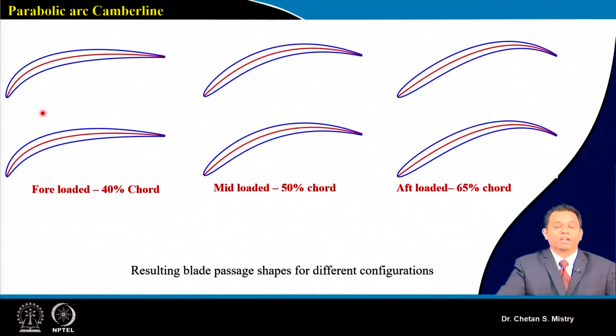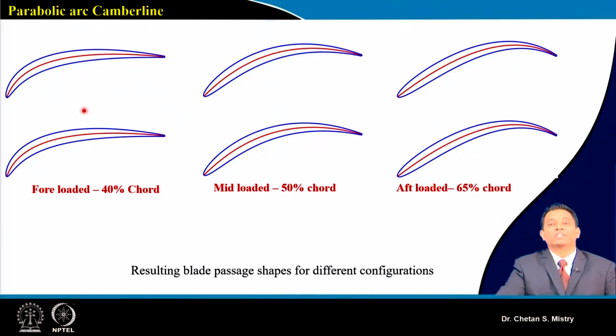Now this is representing 40% chord, 50% chord and 65% chord. If you recall, what we are basically looking for is to manage our flow within two blades. So you can say this is my blade 1 and blade 2. What is happening with my flow will give me suggestions on what modifications need to be done.